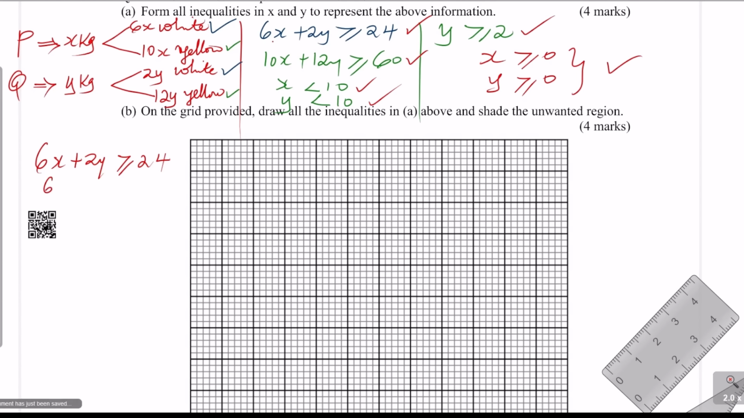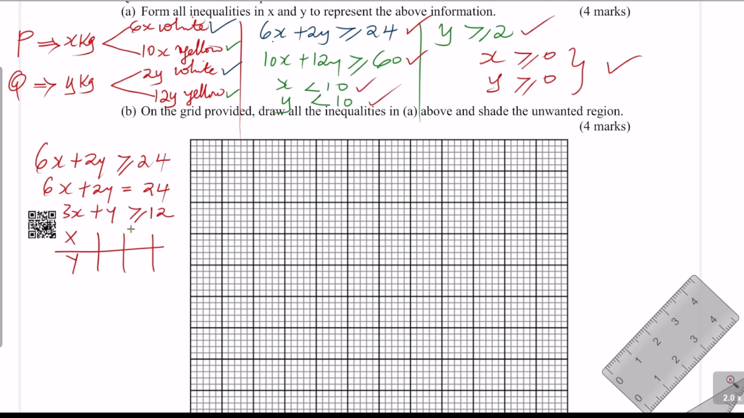So we shall draw this line here, 6x plus 2y is equal to 24. You can simplify this equation by dividing all through by 2, so that here you get 3x plus y is greater than or equal to 12. To draw a straight line, you need at least 2 points.